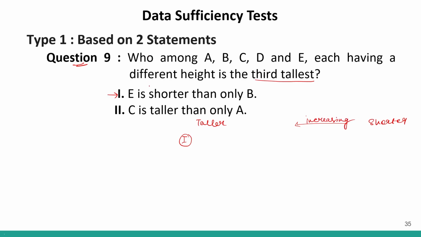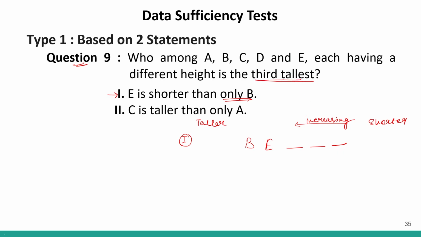Now, according to statement 1, E is shorter than only B. So E will be over here. E is shorter than only B. That means 3 people will be shorter than E, because E is shorter than only B. So B is the only one taller than E. So this is what I am getting from statement 1.